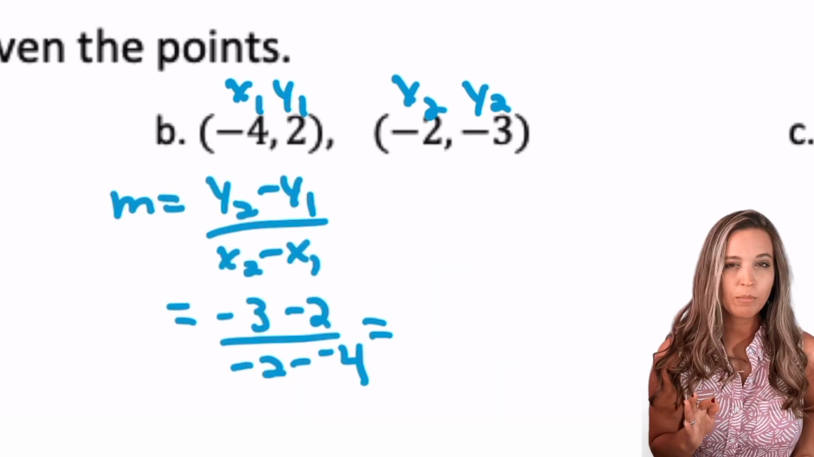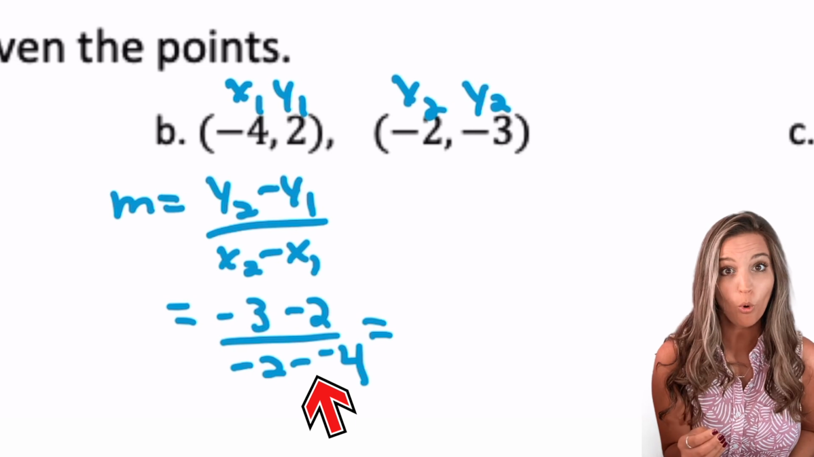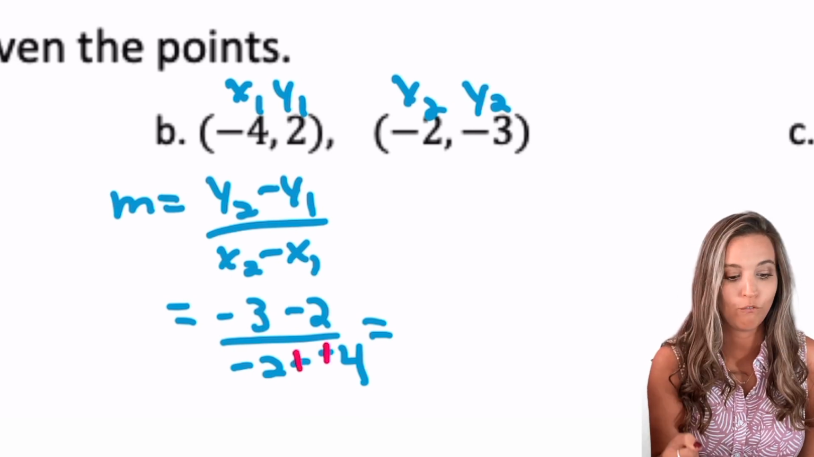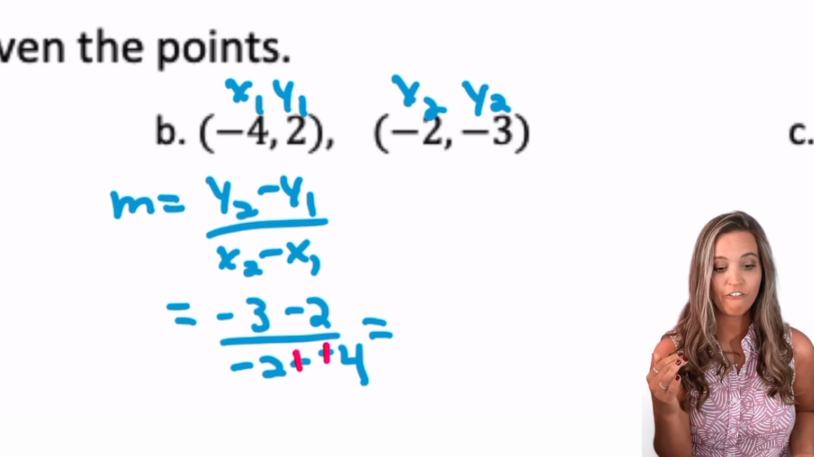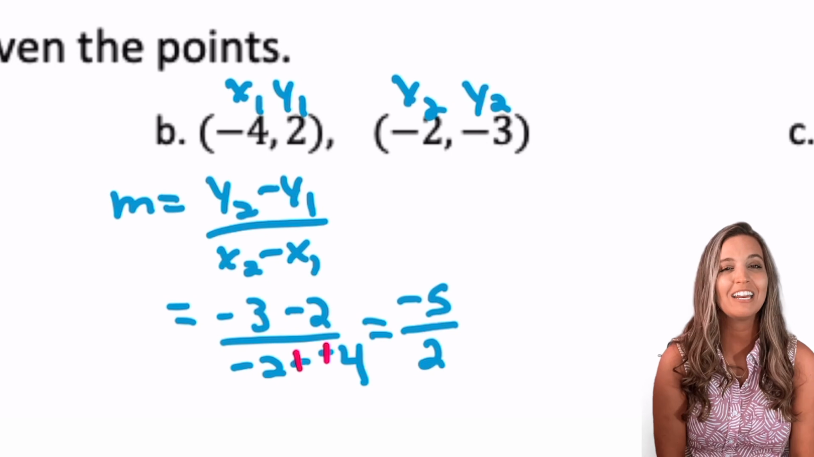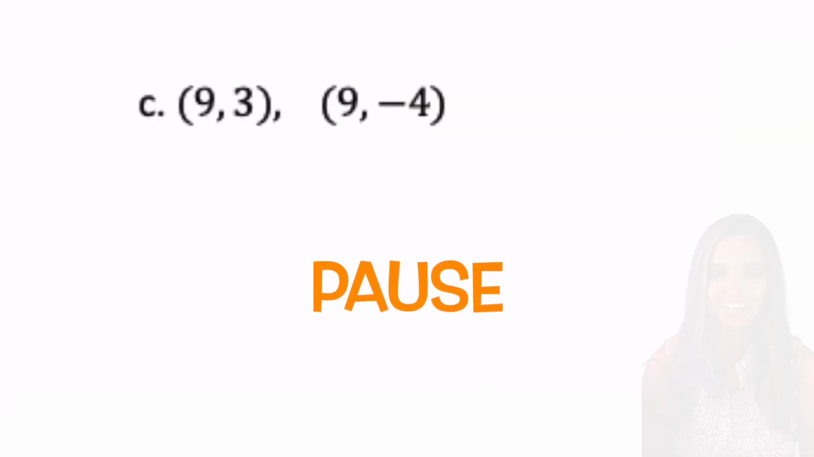Check it out. I plugged in my points. What do you notice about the denominator? I have a -4. Well, 2 negatives make a positive, so let's make that +4. Numerator, -5. Denominator, -2 plus 4, +2. -5 halves is my slope. Finish the last example and come back and check.